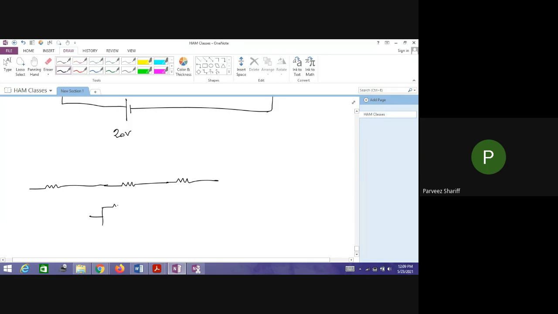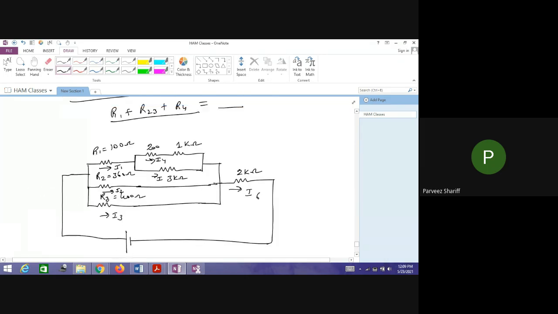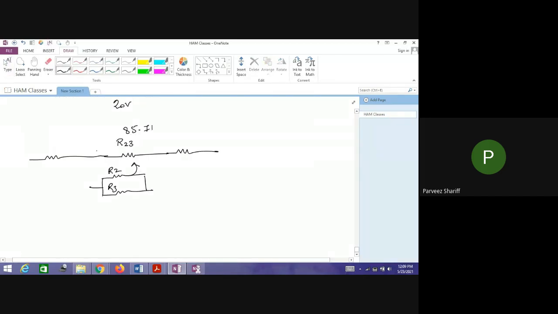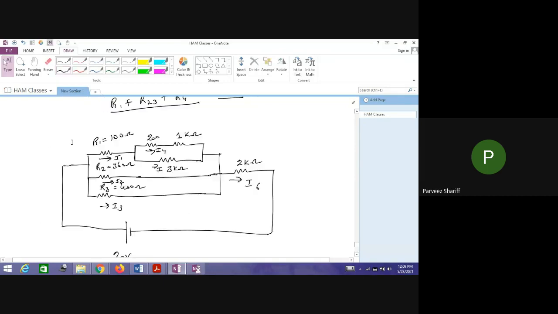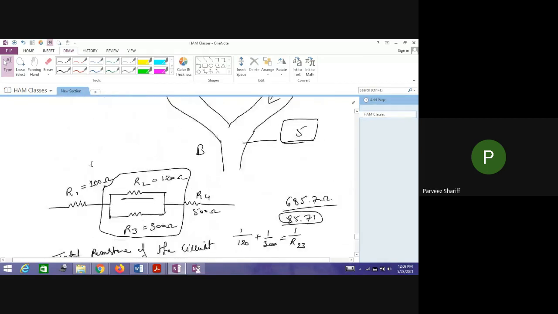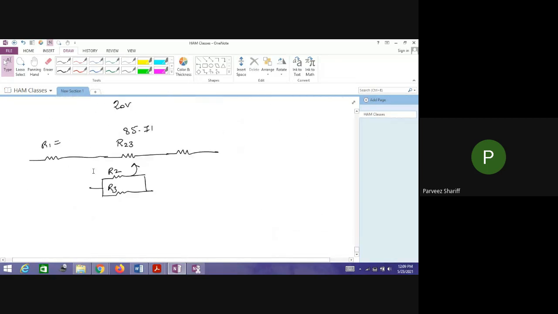Now what I will do next is, previously we had parallel circuits, that is R2 and R3. Now this parallel circuit is replaced by an equivalent circuit. We call it an equivalent circuit. This I name it as R23, and its resistance value is 85.71. Now R1, we know its value, what is the value of R1? Yeah, 100 ohms, and R4 is 500.